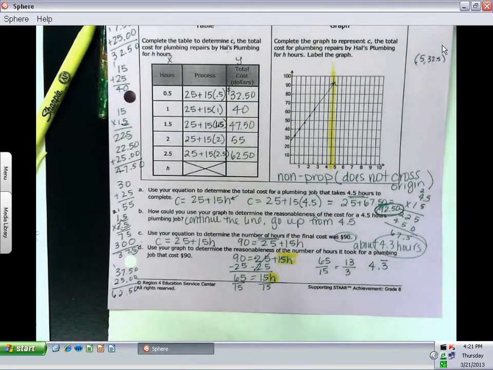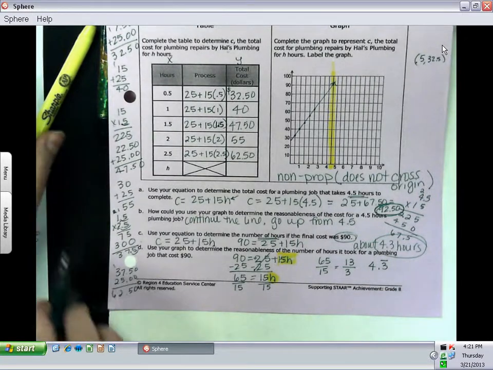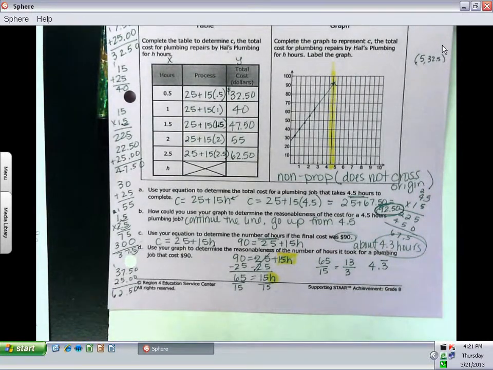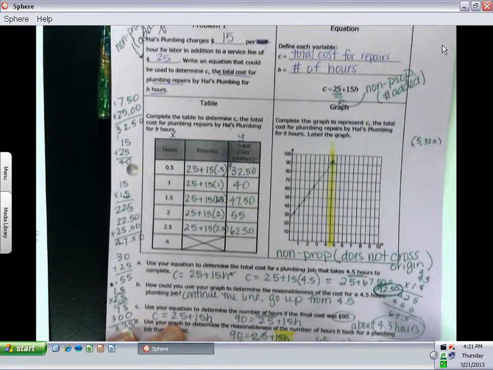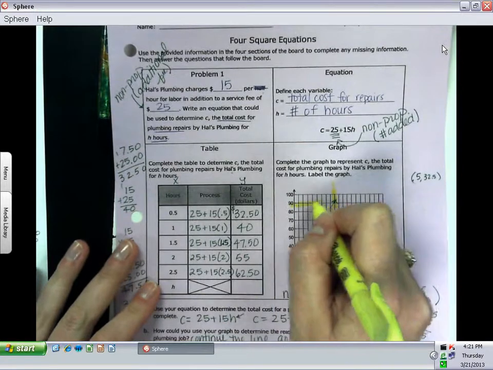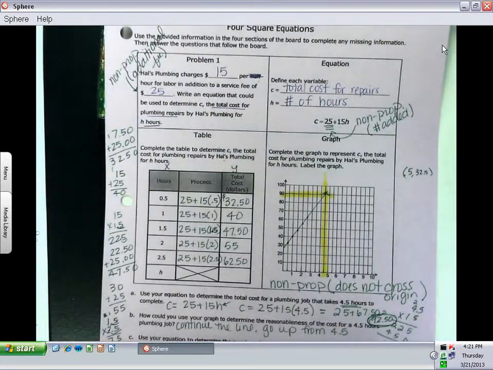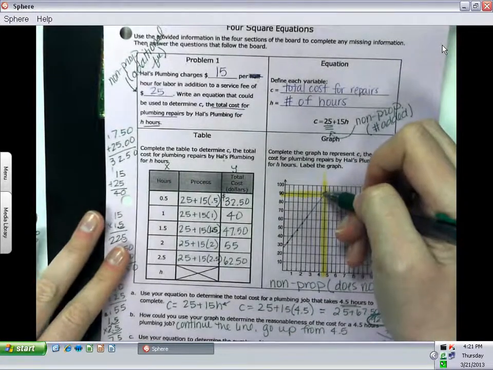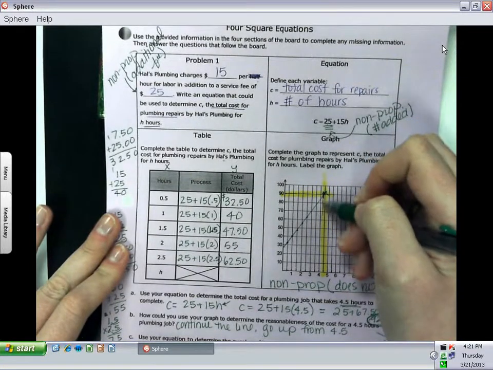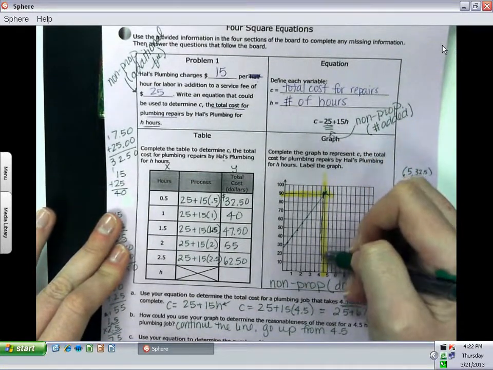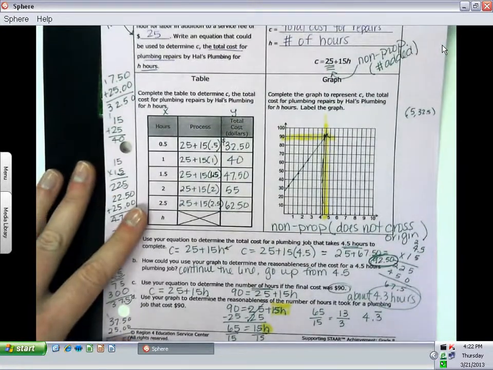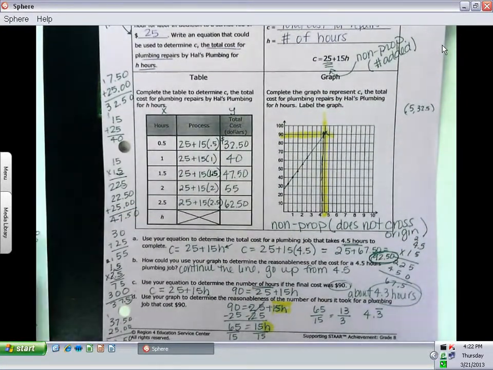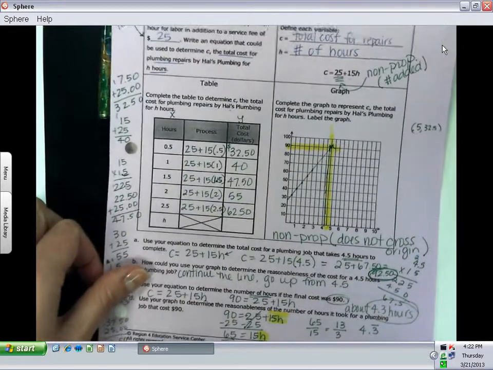Now the last question says, use the graph to determine the reasonableness of your answer. So you're going to do the same thing we did on question B, except this time you're going to look at $90. When I go over from 90, it looks like I hit my graph about right here. And if I follow that down, it's somewhere between 4 and 4.5, so it's about 4.3. So we did well.